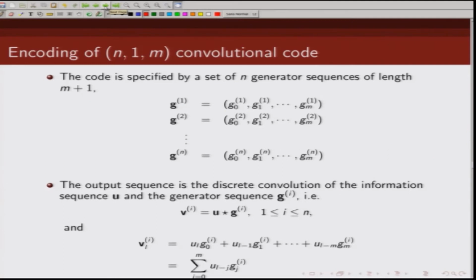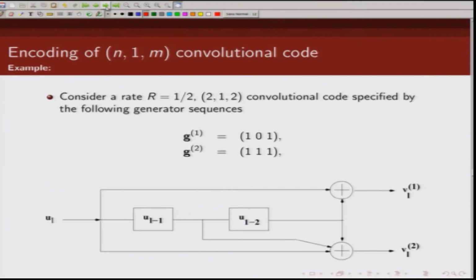And what is my output then? My output is nothing but a discrete convolution of the information sequence with this generator sequence. So, if my code has memory m, then I can write this discrete convolution in this particular fashion, and that is my output sequence, which is the discrete convolution of the input sequence with this generator sequence. Now, let us take an example.